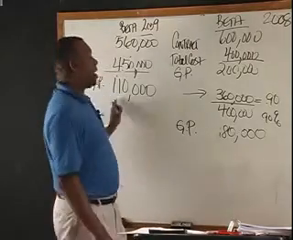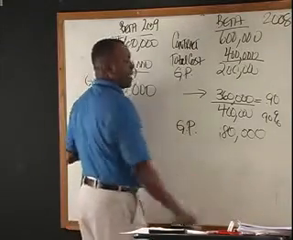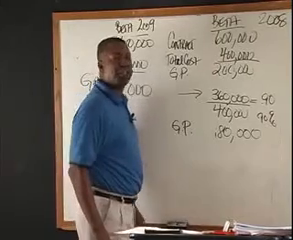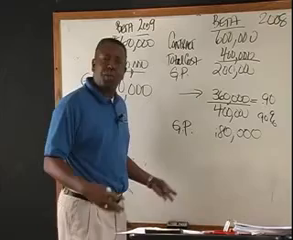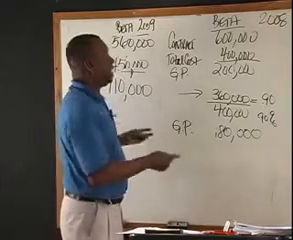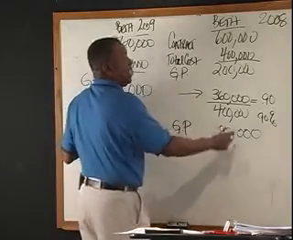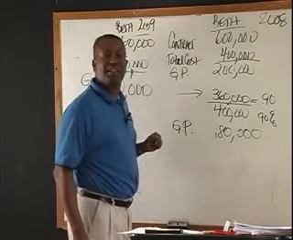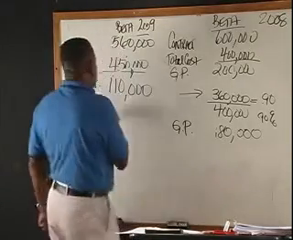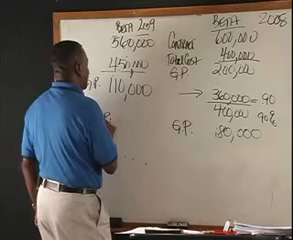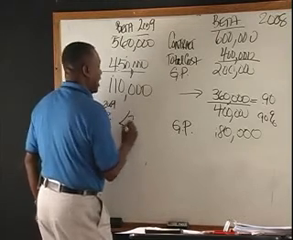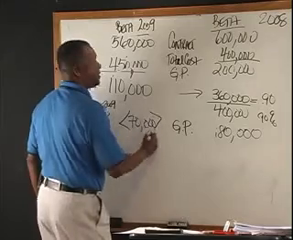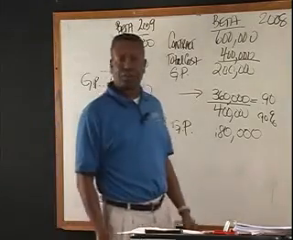$110,000. But the problem is, I already recognized gross profit of $180,000 in 2008. So what I've done is, I've overstated my gross profit in 2008 by $70,000. So my gross profit in 2009 for Beta Corporation has to be a negative $70,000. Okay?